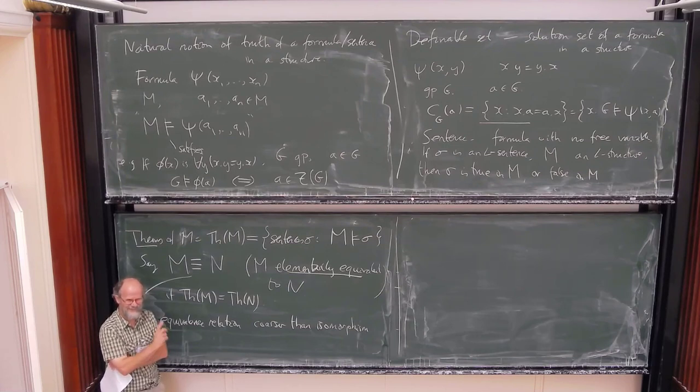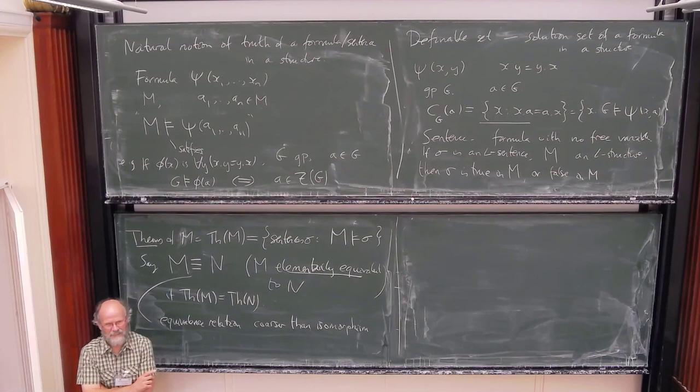Yeah, I think the problem is how to prove this. You show that the sentences over the complex numbers are the same as over the algebraic numbers. That does take some work. Maybe an easier example to think about might be to show that, say, the rationals as an ordered set satisfy the same sentences as the reals as an ordered set.